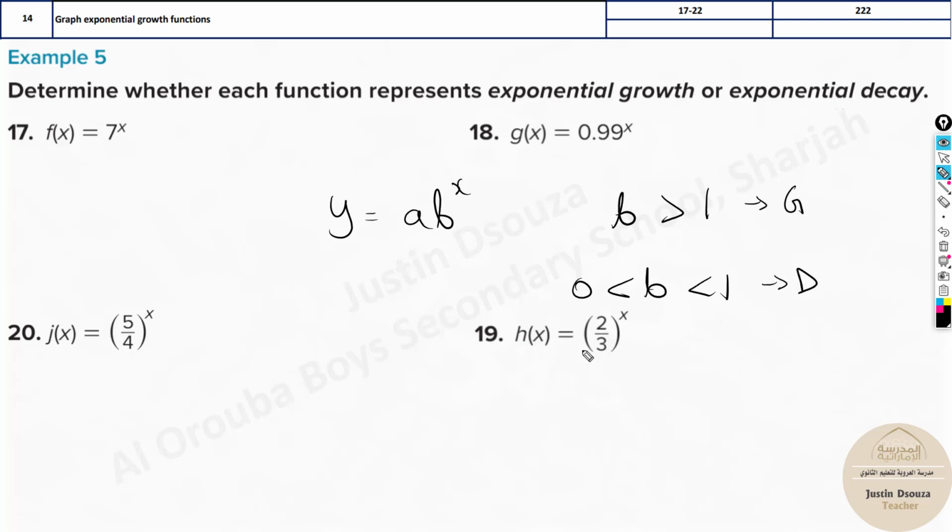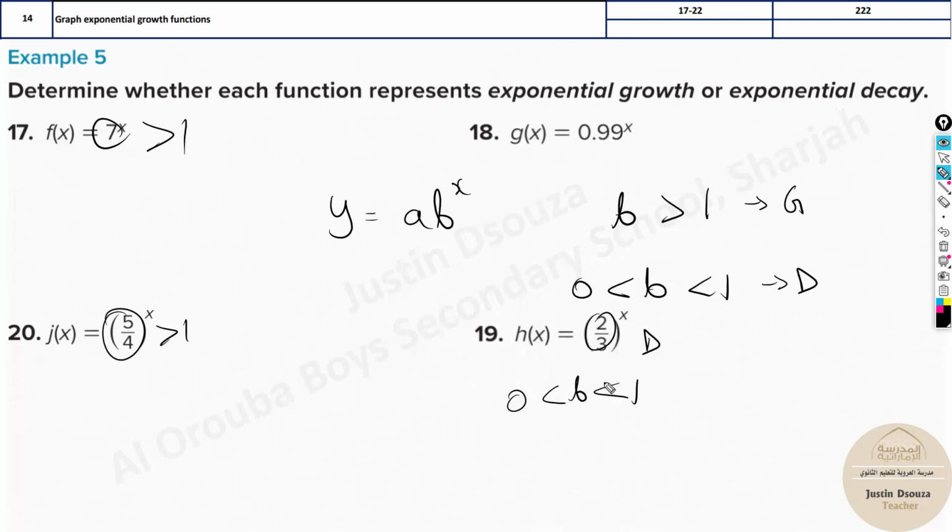That's it. Now, here you can see 7 is greater than 1. 5 by 4 is 1.25, greater than 1. These are growth functions. 2 by 3 is 0.666. It's a decay function because it's less than 1, but it is greater than 0. It must be greater than 0, okay?